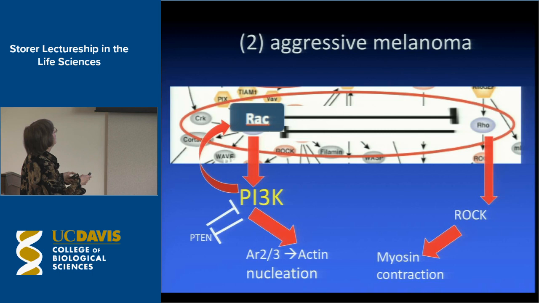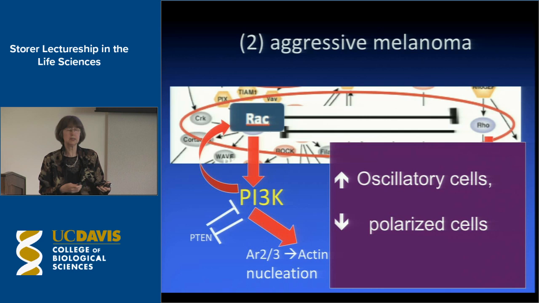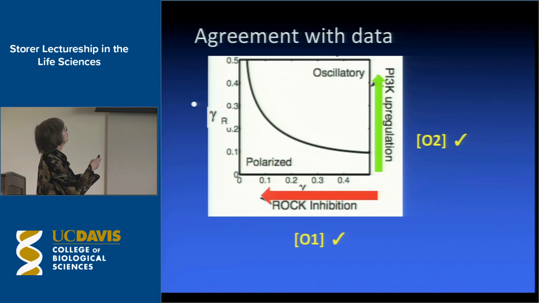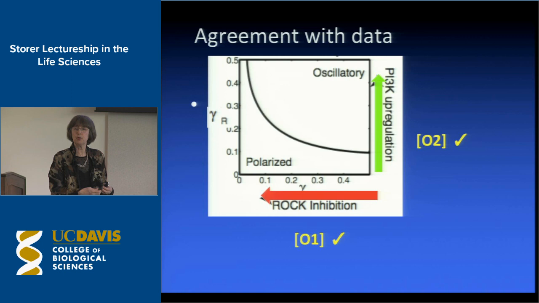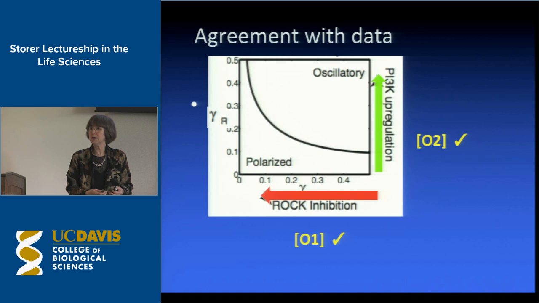Similarly, if you have more aggressive melanoma cells, it turns out that this is upregulated. In that case, the oscillatory cells are increased at the expense of polarized cells. You can understand both of these in terms of some of these so-called bifurcation diagrams. So if you think of what ROC inhibition does in the model, which parameter it affects, you're moving from a parameter regime that has a dominantly oscillatory mode to a polarized mode. And similarly, if you upregulate PI3K, you're moving this way in the parameter regime. So the model allows you to understand some of these experimental observations.